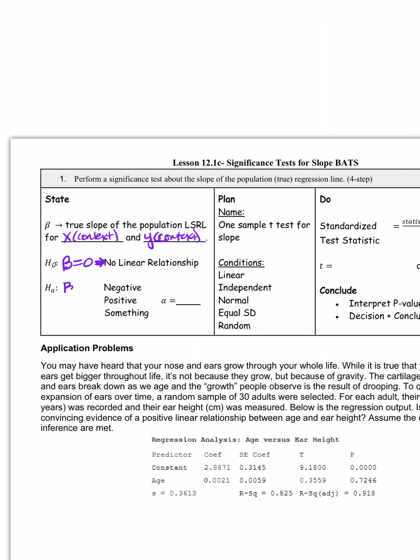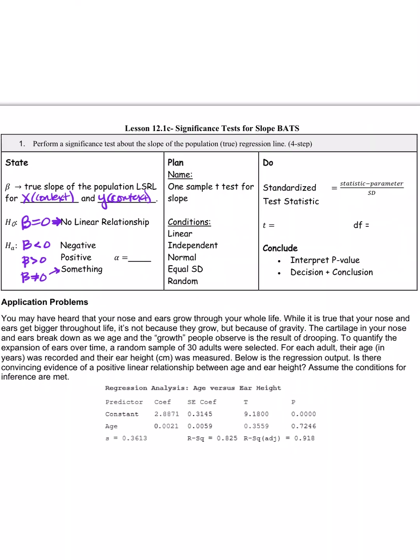The alternative, if beta is less than zero, that would mean a negative relationship. Greater than zero would be a positive. And if beta is just not equal to zero, that just means that there is some kind of relationship. We don't know positive or negative, but there is some relationship. That's what we look for in the wording. Do we have convincing evidence of a relationship between blah and blah? Okay. Plan, all that goodness is there.